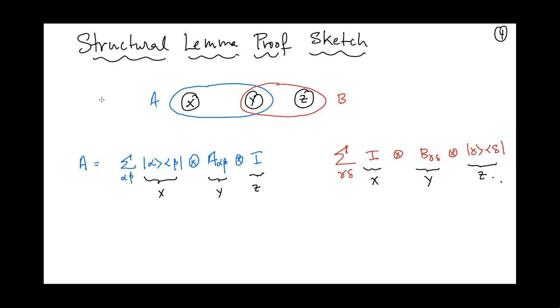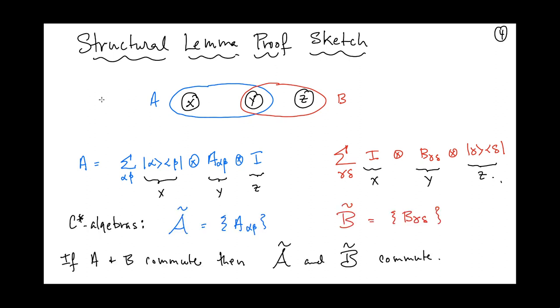I can do the same for B. And because A acts as the identity on Z and B acts as the identity on X, if I look at the corresponding C-star algebras, they have to commute. That's the only way all of those terms can commute with each other. The idea is that X is not going to help them commute, and Z is not going to help them commute. They have to commute because their actual terms are commuting.